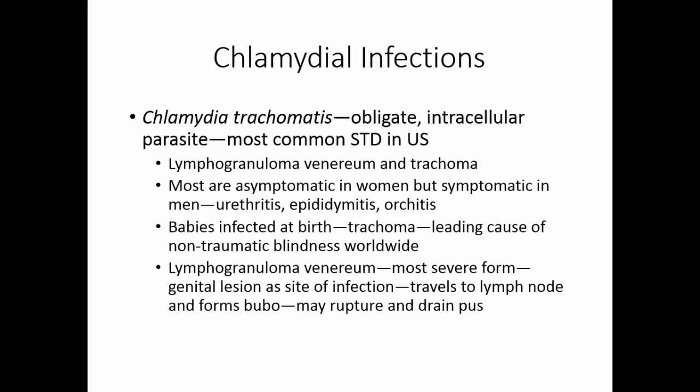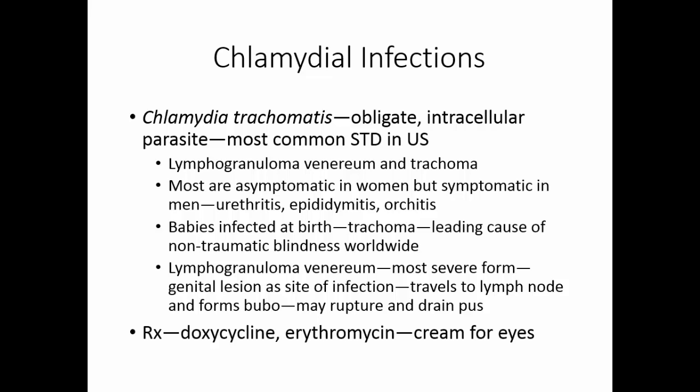Lymphogranuloma venereum is the most severe form of chlamydial disease. Here there is a genital lesion at the site of the infection. The organism then travels to the lymph nodes where a bubo forms. You'll remember that a bubo is a painful, swollen lymph node. This may actually rupture and drain pus. Treatment is doxycycline or erythromycin. Infants who are born to mothers with chlamydia can get a cream for their eyes.